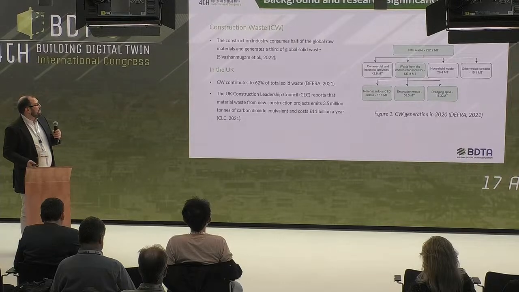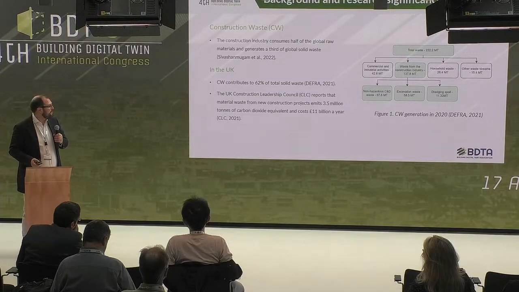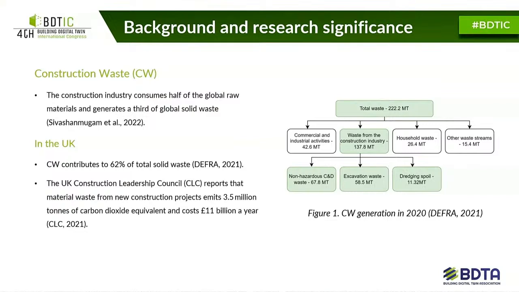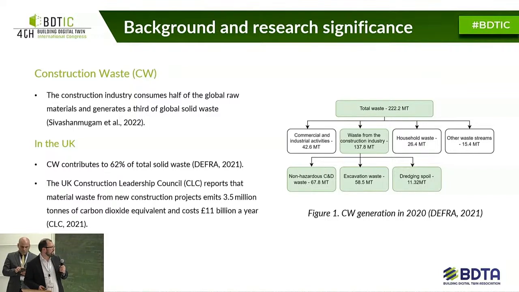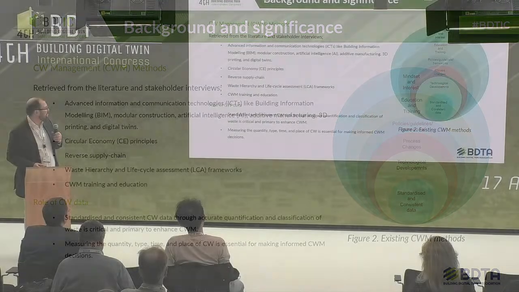So first of all, just highlight the significance of this aspect. We don't realize how impactful waste is in the construction industry, but it's actually, for example, in the UK, it represents 62% of the total solid waste by itself. And also, if we talk about the net quantity, it exceeds 3.5 million tons of carbon dioxide in terms of global emissions in the UK, by the Construction Leadership Council. So that gives you the background, and that gives you the necessity of addressing this type of project.